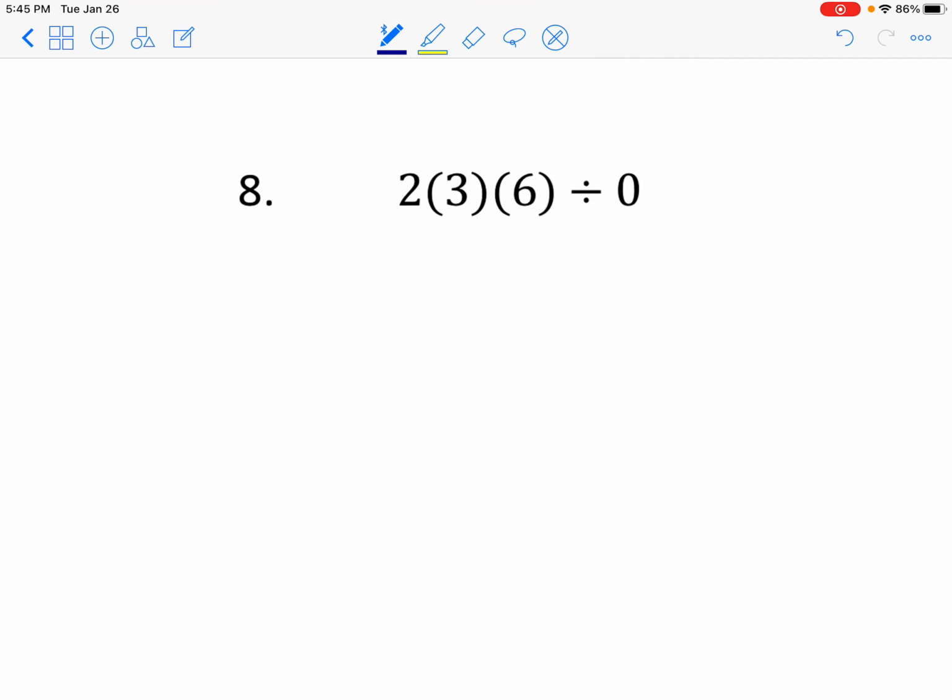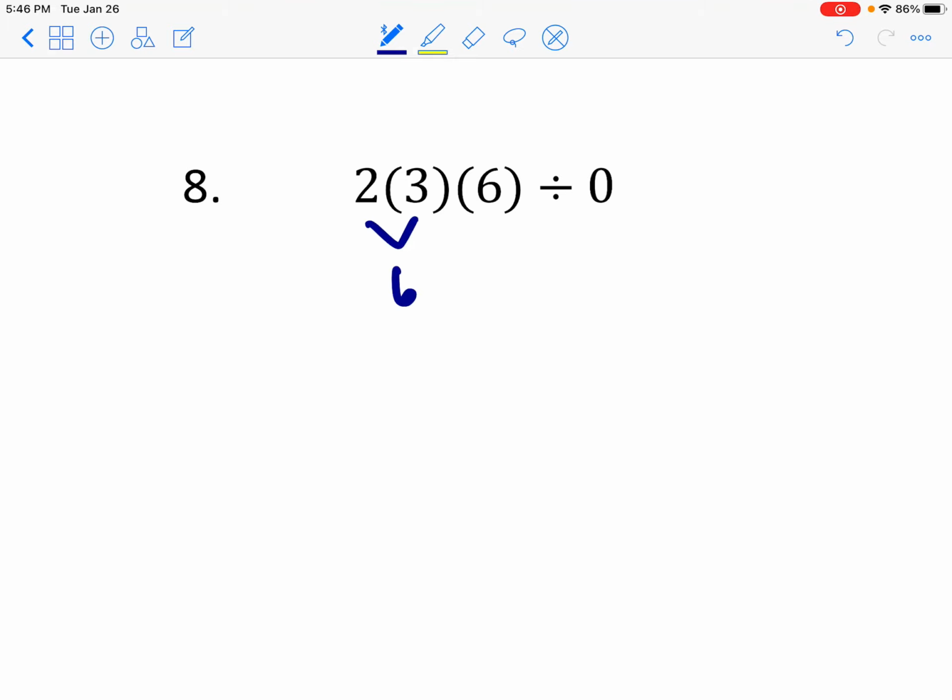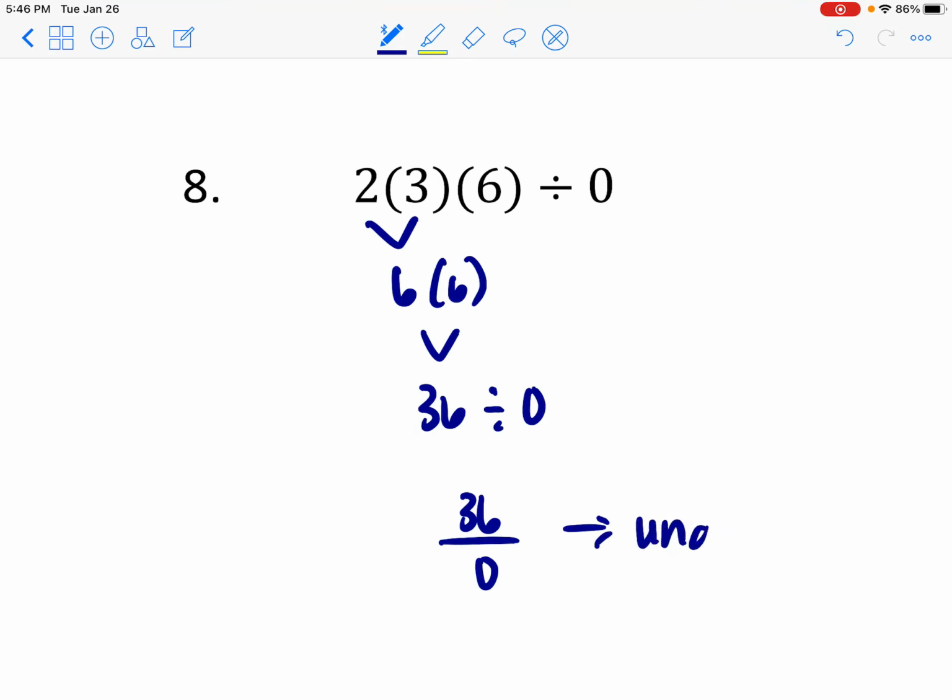And then here, again, we're going to go left to right, doesn't matter, we're going to end up with division by 0. If we multiply 2 times 3, we get 6. Okay, so 6. And then if we bring down the 6 and multiply again, we get 36, but it doesn't matter because in the last step, we're dividing by 0, and 36 divided by 0 or 36 over 0, in either case, it's undefined. So that's division by 0, no good.